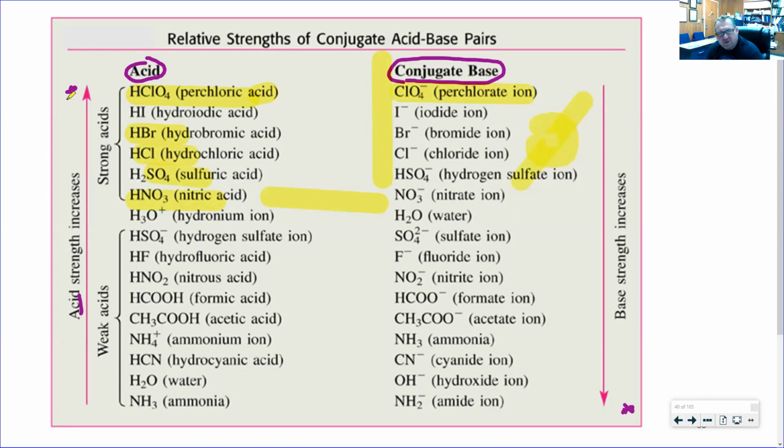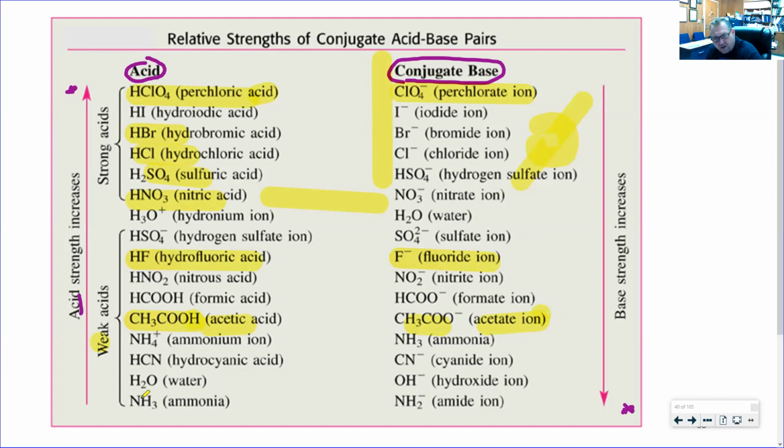But now when we start to move into the weaker acids, something like hydrofluoric acid we mentioned, the fluoride ion is now becoming a base with a little bit of strength as a conjugate base. And as we go further and further down the list, if we look at something like acetic acid, the acetate ion is a stronger base than the fluoride ion. Why? Because it's a weaker acid, and therefore the conjugate is a stronger base.